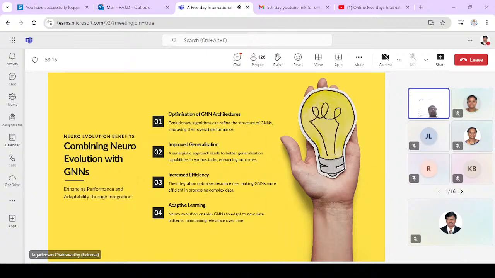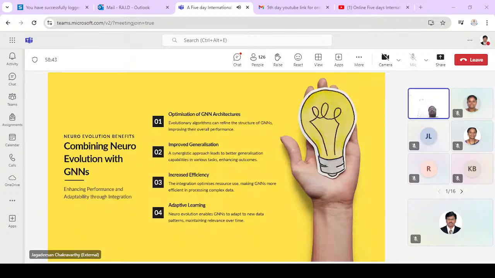So these are the neuroevolution benefits. Here we are combining neuroevolution with the GNNs. That's the topic. So what is neuroevolution, and what are GNNs, everything. Now, with the GNNs, how does neuroevolution enhance the performance? We can call this a hybrid also. Enhancing performance and adaptability through an integration method.